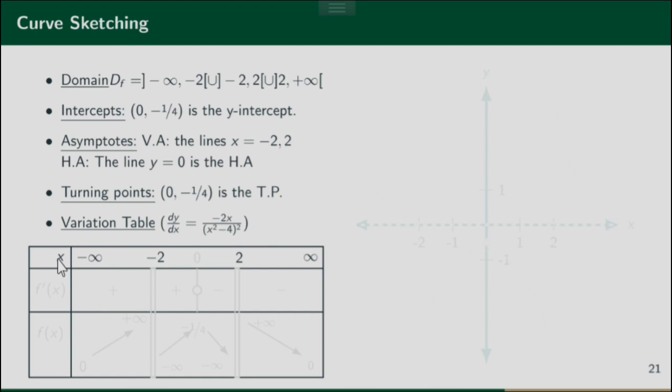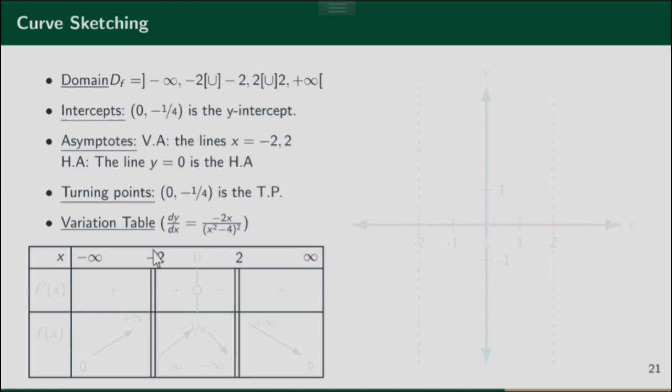Now, for the domain, you see that x starts from -infinity and comes up to -2, which is a vertical asymptote, and then from -2 to +2, which is another vertical asymptote, and finally from +2 to +infinity. Then the next thing is that these are vertical asymptotes.